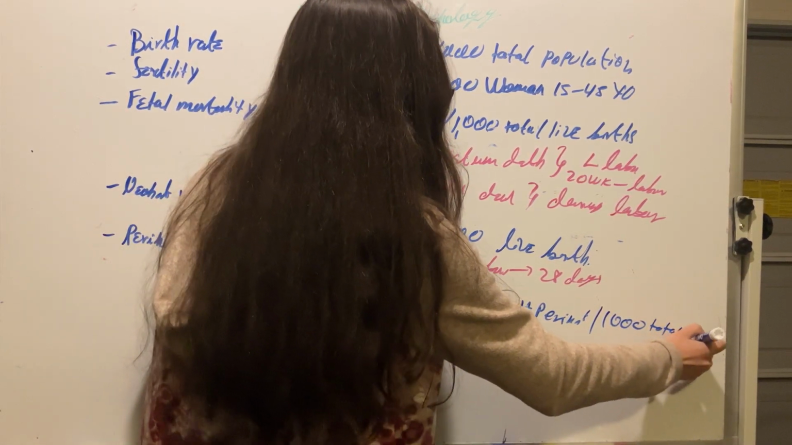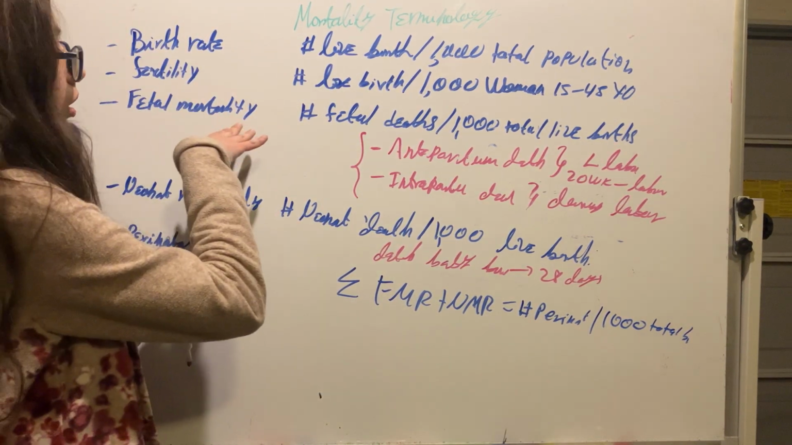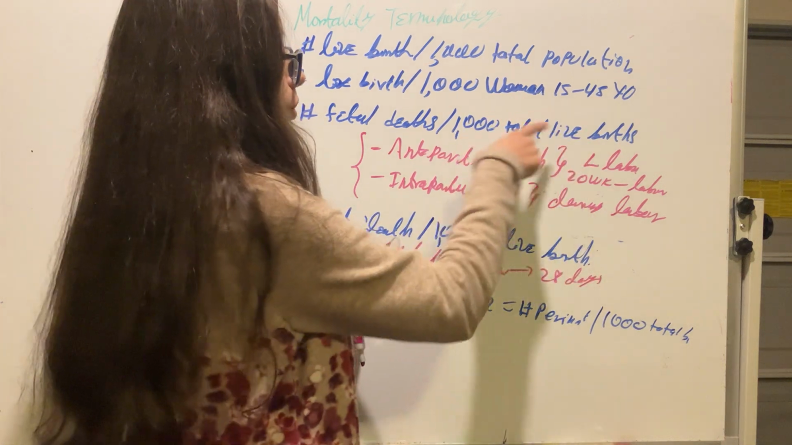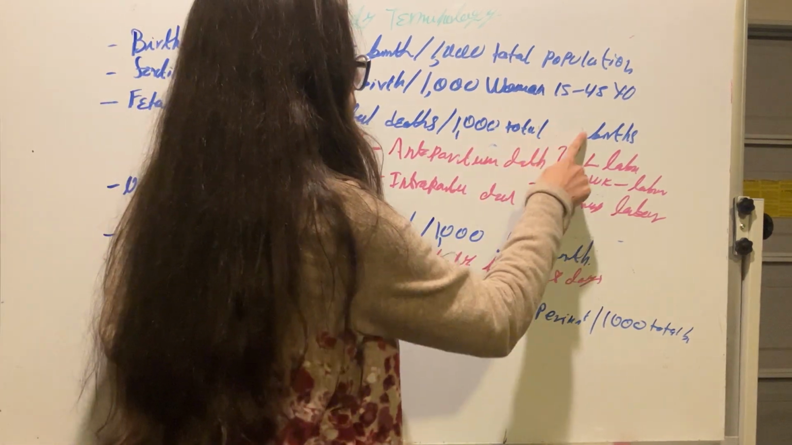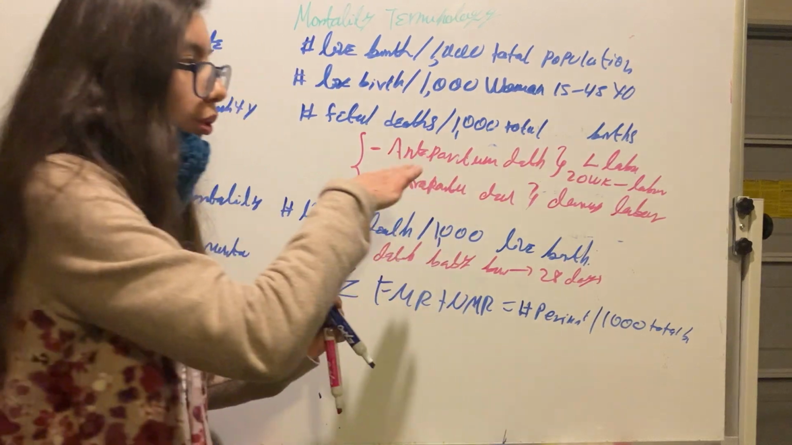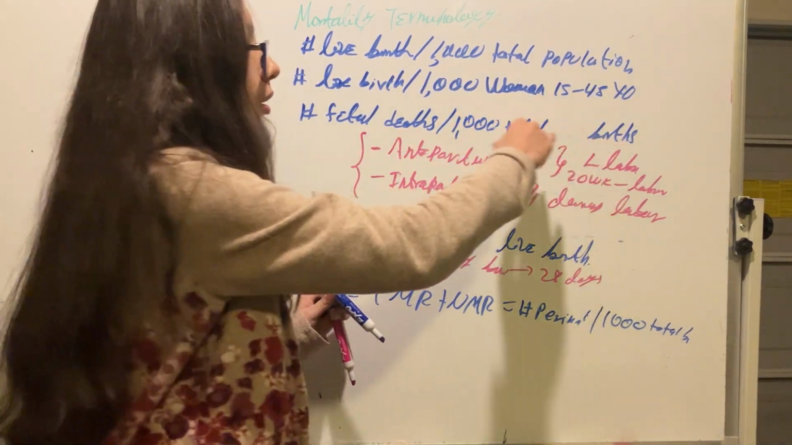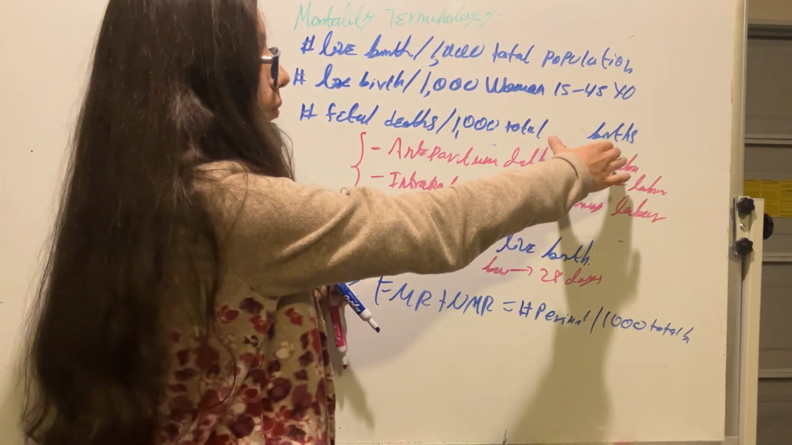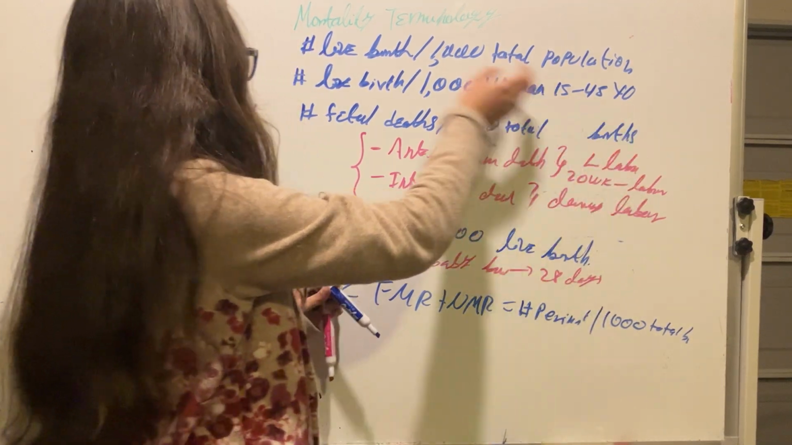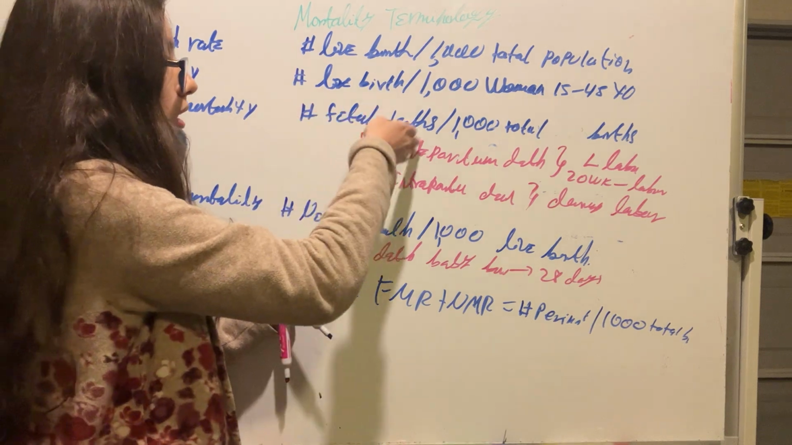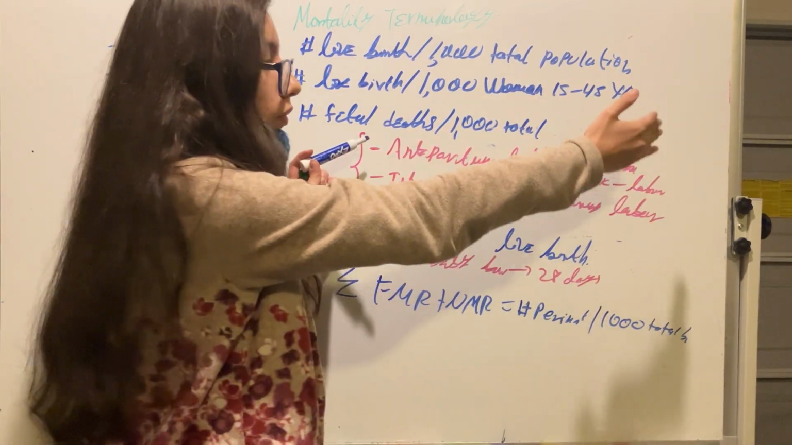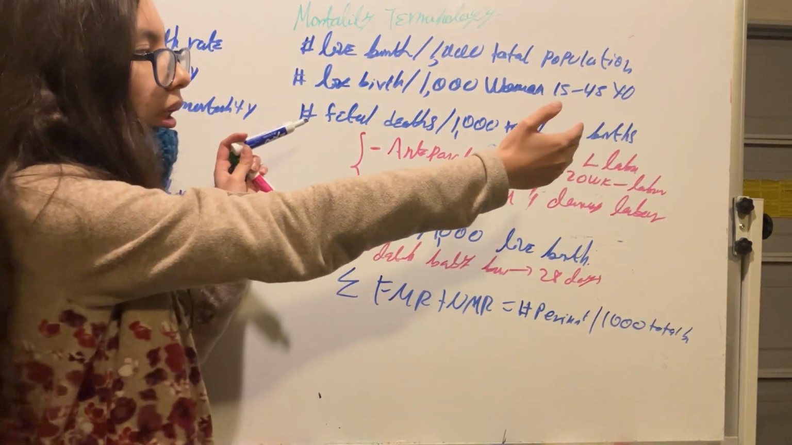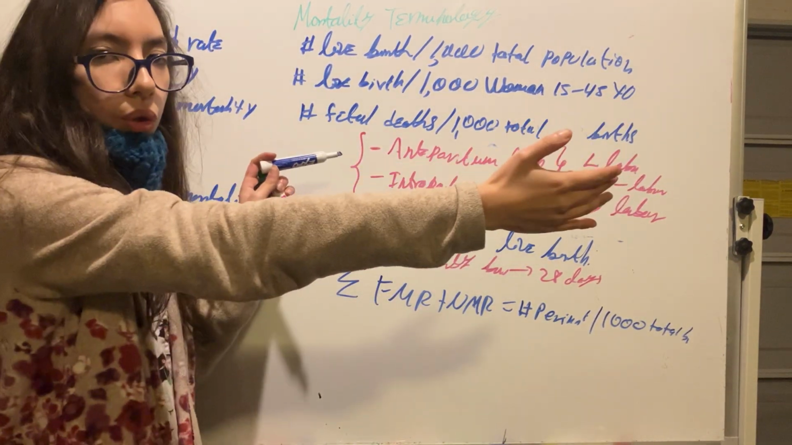This is because here we have fetal mortality, which is the number of fetal deaths per 1,000 total births, not total live births, total births. It doesn't matter if at the end the baby died or not. It is the amount of fetal deaths divided by 1,000 total births, no matter if this is a dead fetus or not.